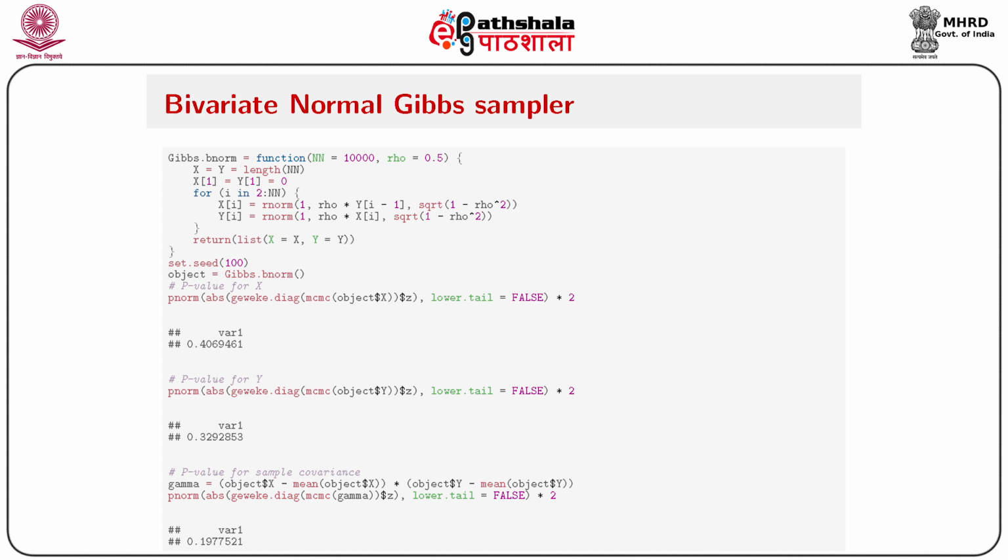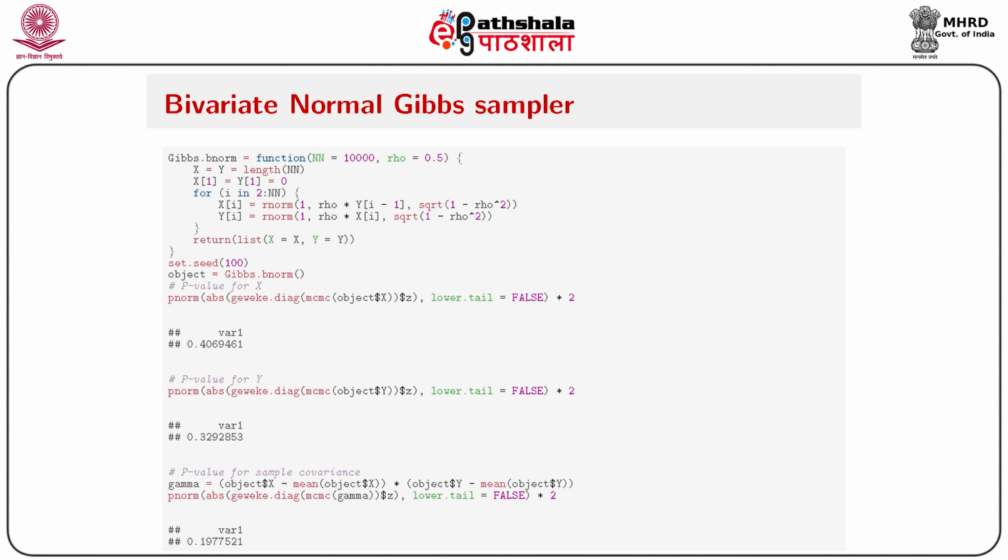And then we also can do a bivariate normal Gibbs sampler. You can define this function. The bivariate normal Gibbs sampler is this, and then set seed equals 100, object equals the Gibbs binorm. Just look into the functions, how it is defined. Hopefully it would be easy for you to understand how the bivariate normal Gibbs sampler has been defined. Then the object is the Gibbs burn, convert that object into an MCMC object and pass it through geweke diagnostics, and that will give you the p-value.